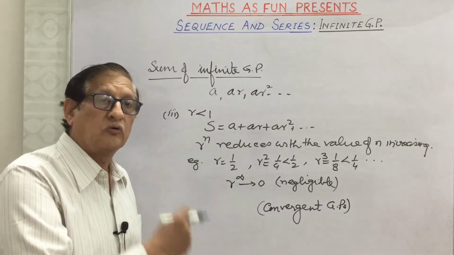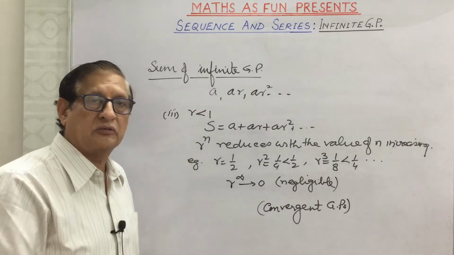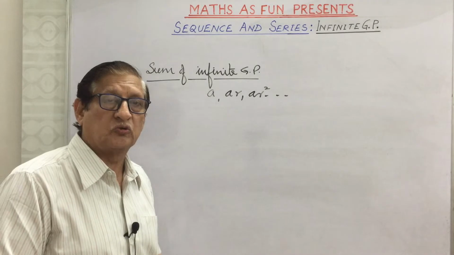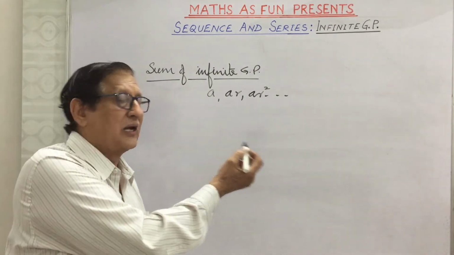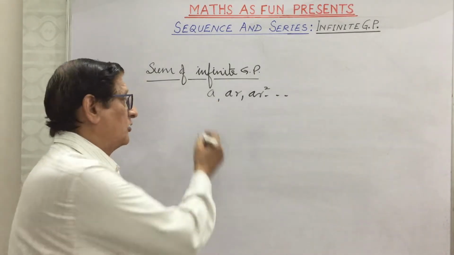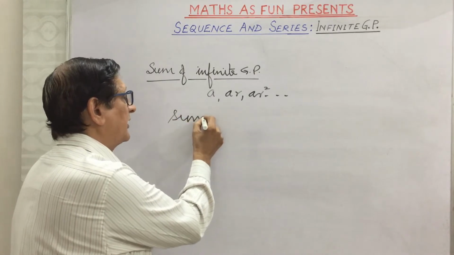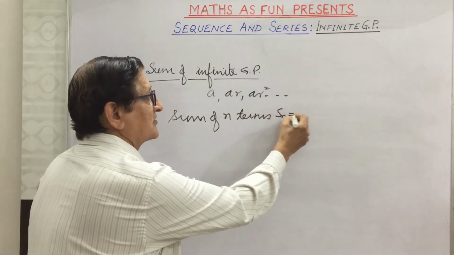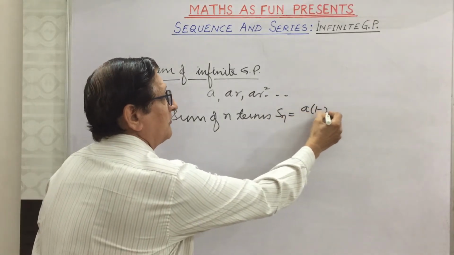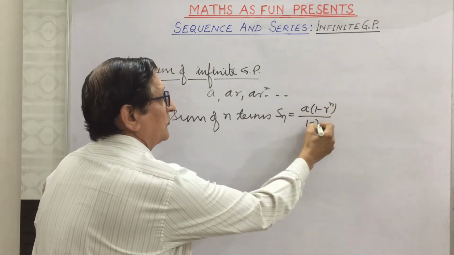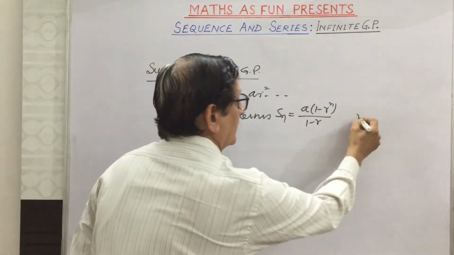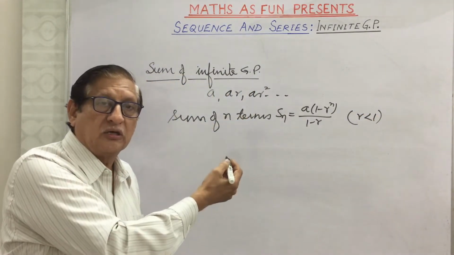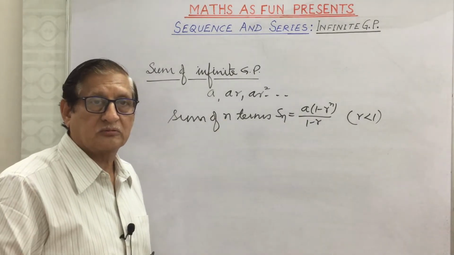Now we'll learn how to find out the sum of infinite terms. If the GP is a, ar, ar square and so on, the common ratio is r and the first term is a. We know that sum of n terms, Sn, is given by a into 1 minus r to the power n upon 1 minus r when r is less than 1. This we have already learnt in the previous videos.